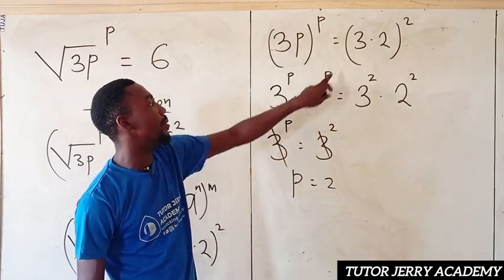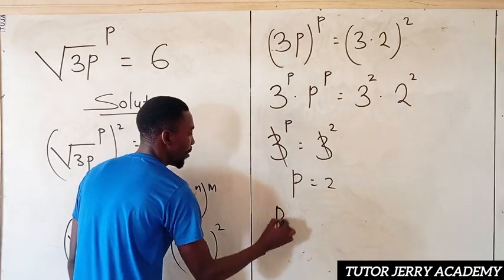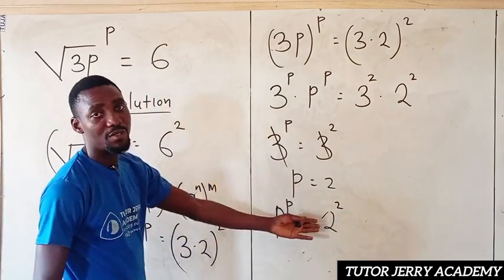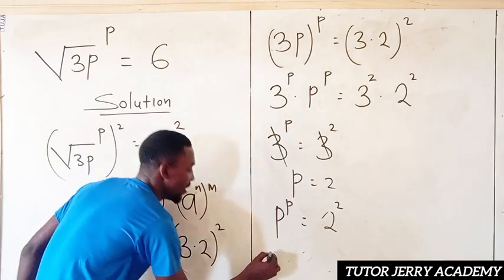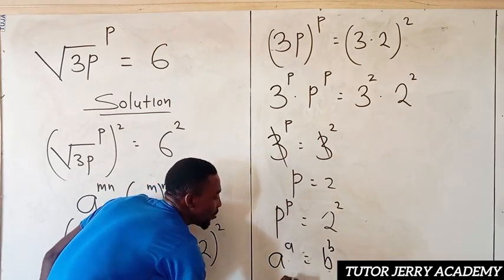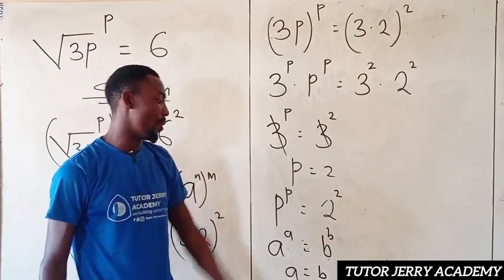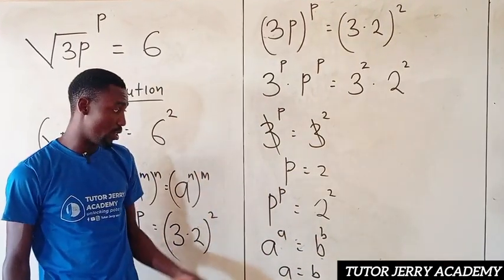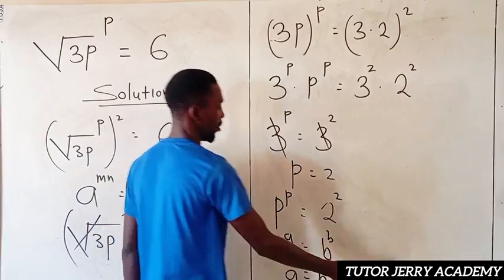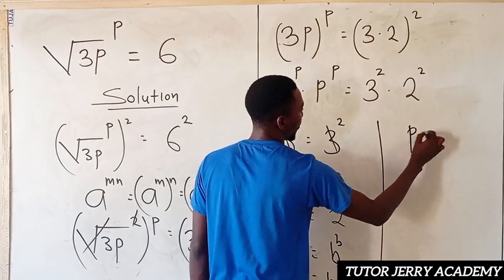Similarly, this is p to the power of p. Here we have it to be 2 to the power of 2. P to the power of p equals to 2 to the power of 2. If you look at this from the law of indices that says a to the power of a equals to b to the power of b, therefore a is equals to b. So we can therefore say p is also equal to 2.